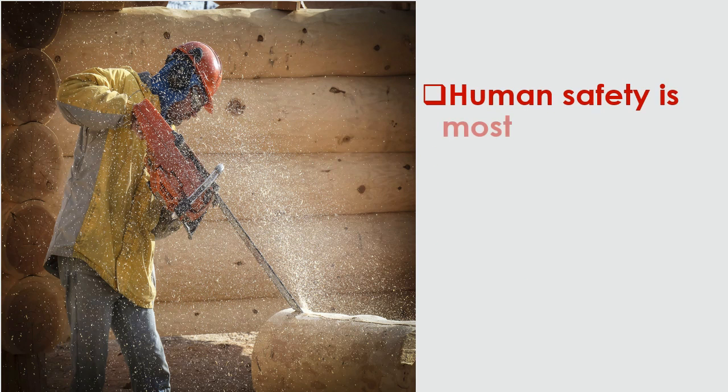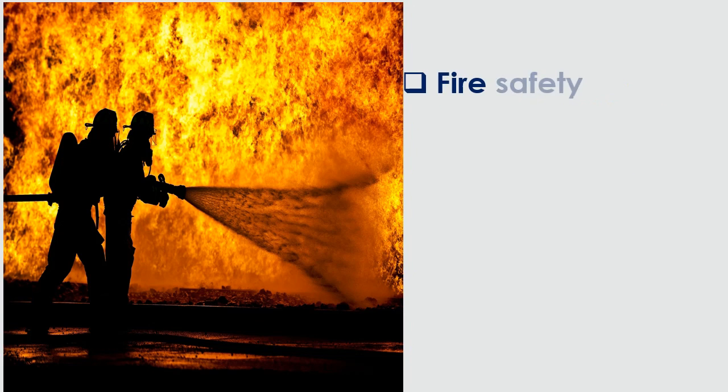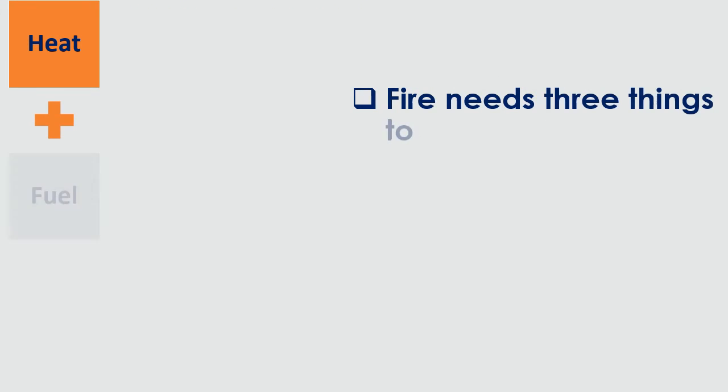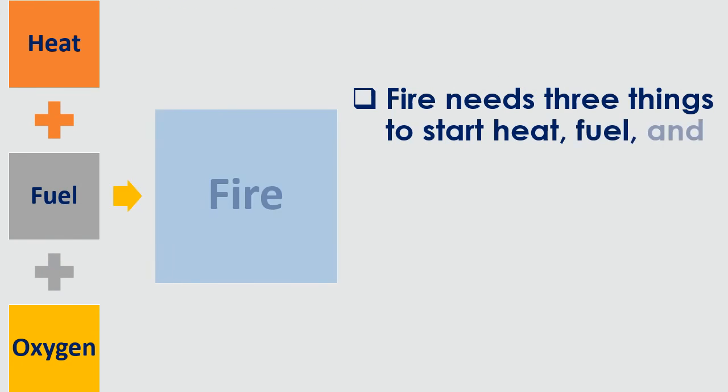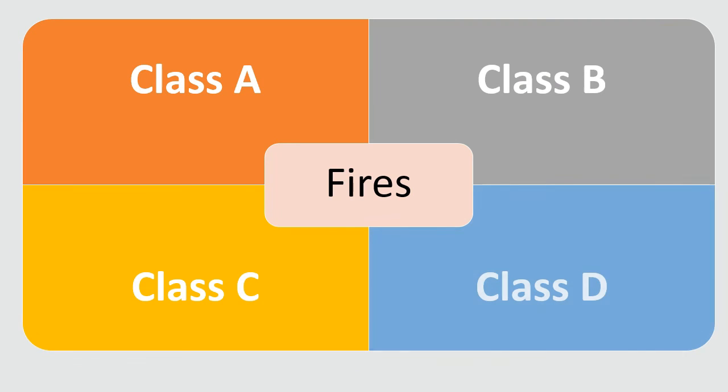Human safety is most important. Fire safety systems must be designed first to protect human life. Fire needs three things to start: heat, fuel, and oxygen. Fires are categorized by the type of fuel: Class A, Class B, Class C, Class D.